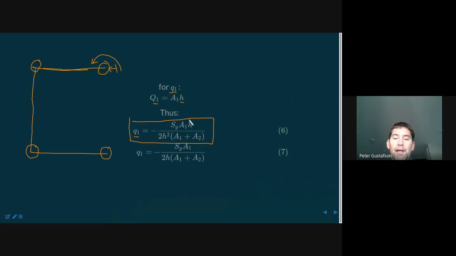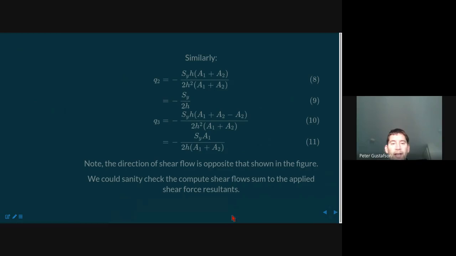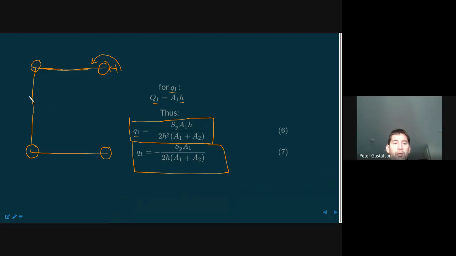Of course, it's a good idea to simplify when you can. So, if I simplify that equation, it becomes this. Q1 is equal to minus SY A1 over 2H (A1 plus A2). The next thing we can do is calculate Q2. Okay, Q2 is this shear flow here.